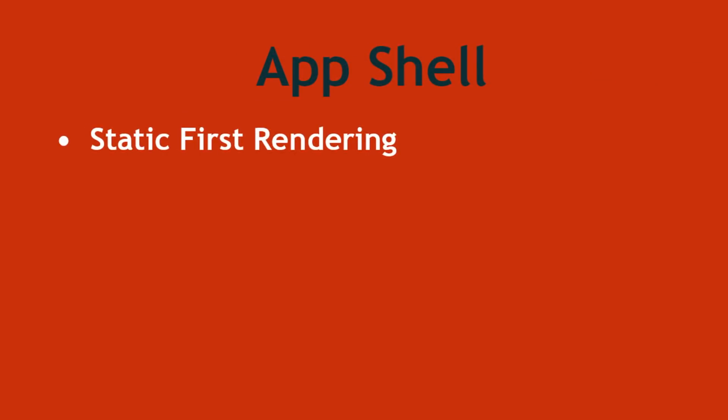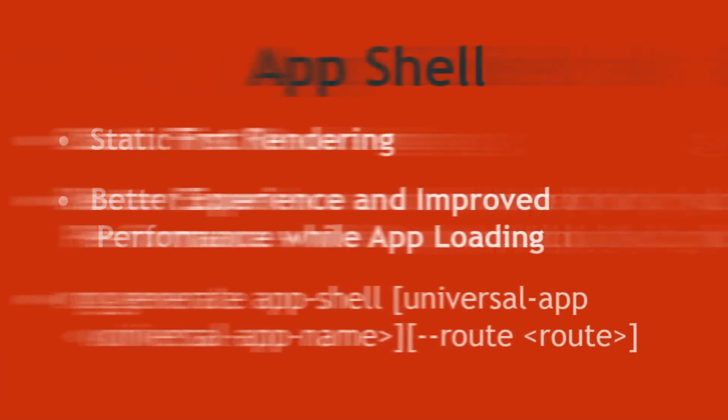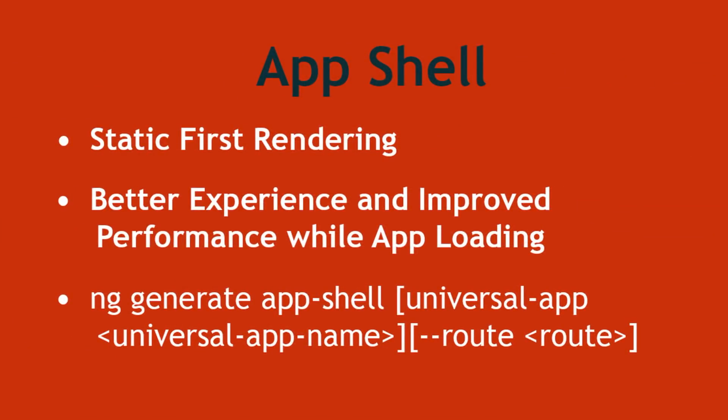And the next is app shell. App shell is a bit like Angular Universal. Now you can build an application shell in your Angular application, which will create a static first render of your Angular application, and you will have a better experience while your application is loading. You can use this command to generate an app shell in your Angular application: ng generate app-shell. Then you can configure the universal app name and route as well.